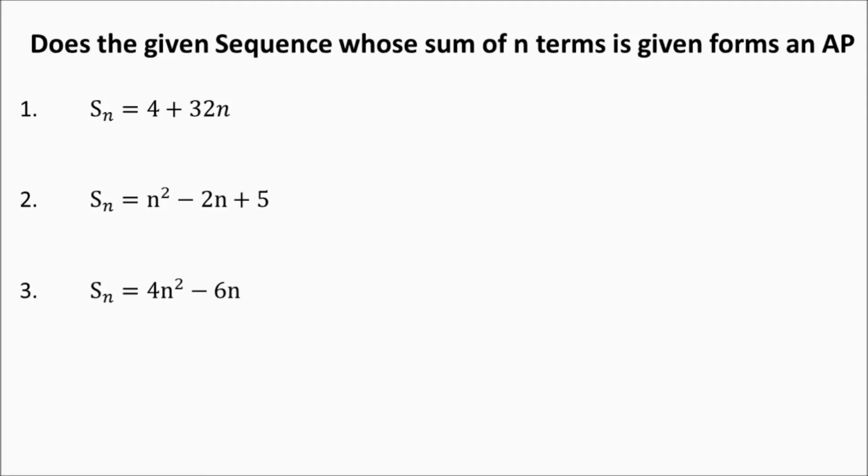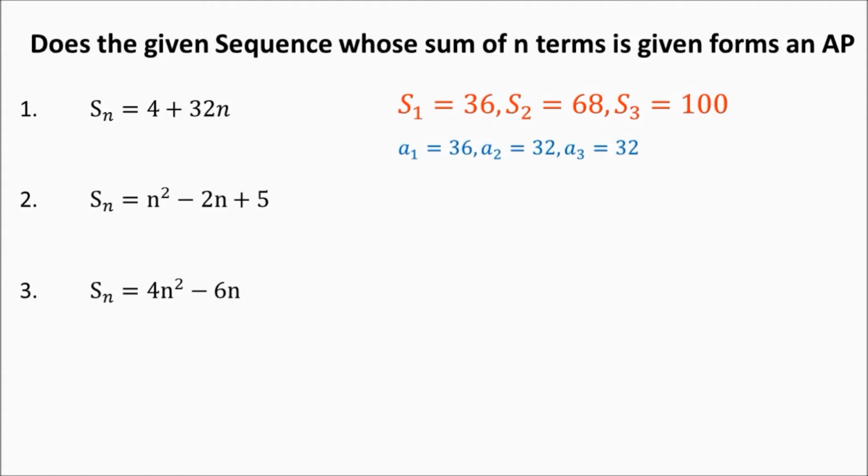In the first case, if I put n equal to 1, I will get the sum of one term, which is nothing but the first term itself. If I put n equals 2, I will get the sum of 2 terms. If I put n equals 3, I will get the sum of 3 terms. So this is what I will get in the first case if I put n equals 1, 2 and 3. Now S1 is nothing but A1. In order to obtain the second term, I will subtract S2 and S1. In order to obtain the third term, I will subtract S3 and S2, and this is what I will get.